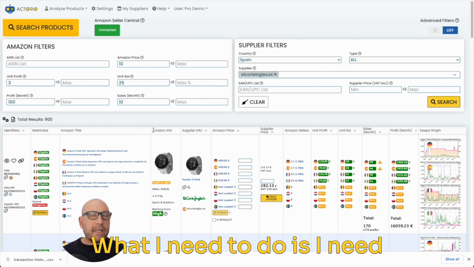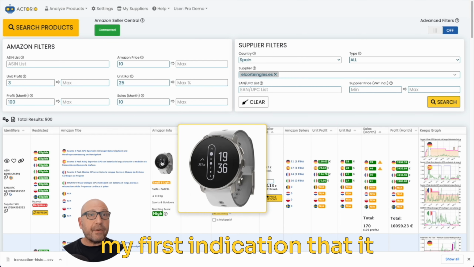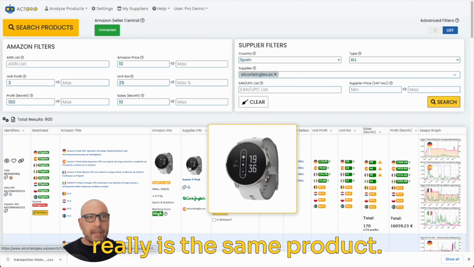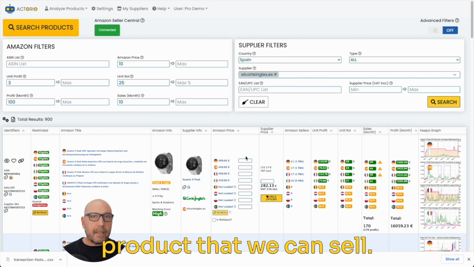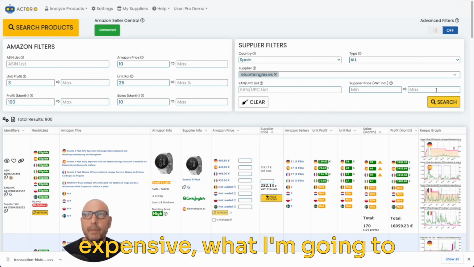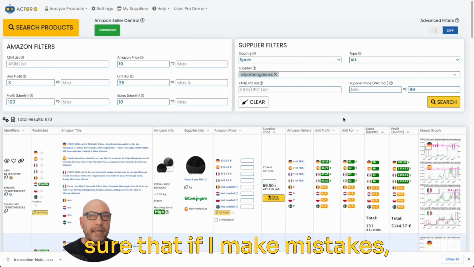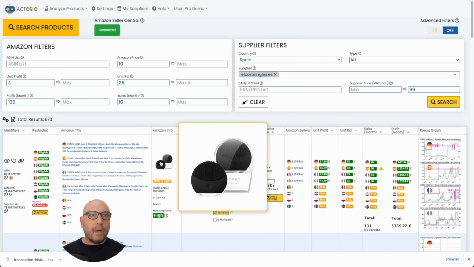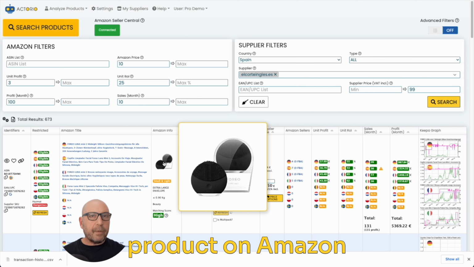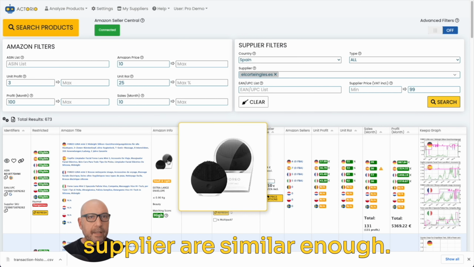What I need to do is compare the image on Amazon to the image on the supplier. And this is my first indication that it really is the same product, because we want to make sure that the product that we purchase is really the product that we can sell. But since it's a little bit expensive, I'm going to limit the price to 99 euros to make sure that if I make mistakes, it's not going to be too expensive a mistake.